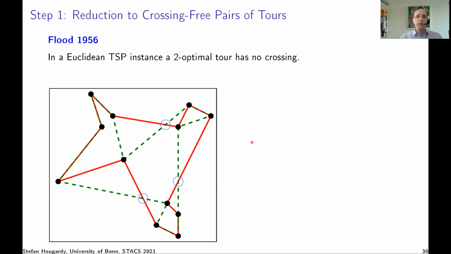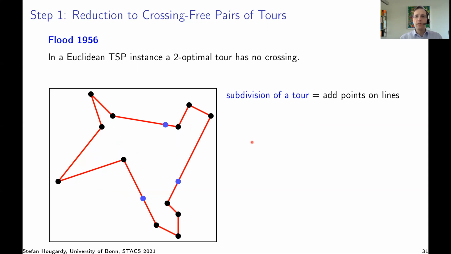So in this example, we see that there are three crossings. But there's a simple way to get rid of these crossings. Namely, we can consider so-called subdivisions of a tour. And by this, we simply mean we add some more points on the lines of a tour.